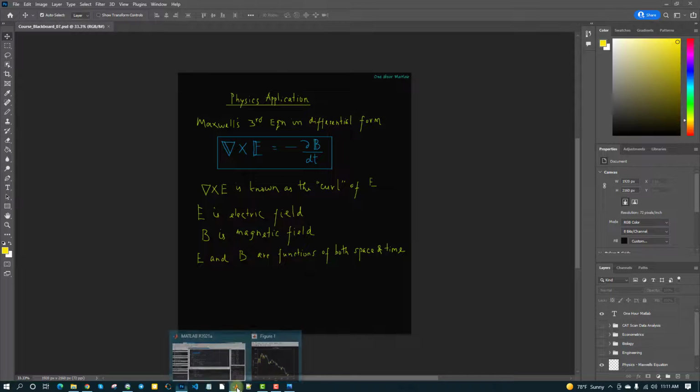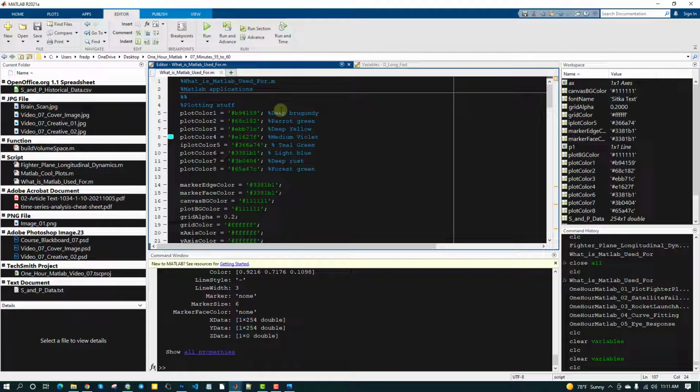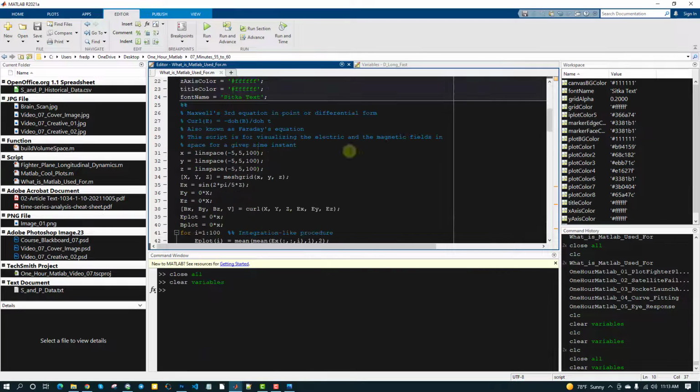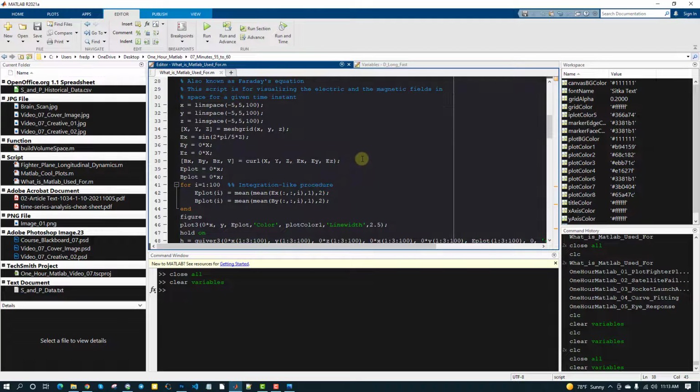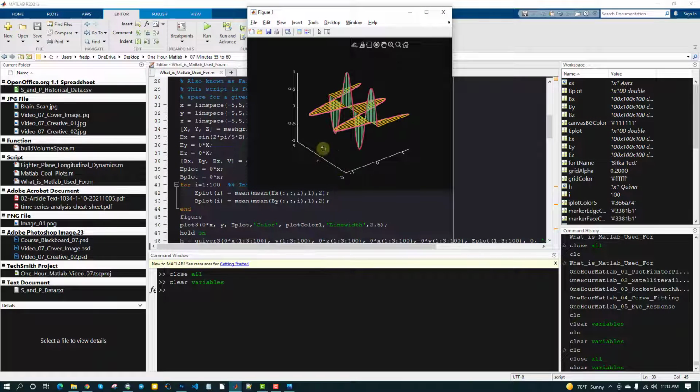Fire up Matlab, go to folder number 7 and load up the script called what is Matlab used for. The actual physics application starts here, Maxwell's third equation in point and differential form, and we're going to solve this equation in Matlab, and we're going to plot the distribution of the electromagnetic field in space. So three-dimensional space, electric field, magnetic field.